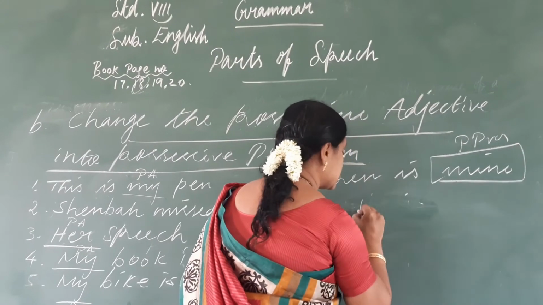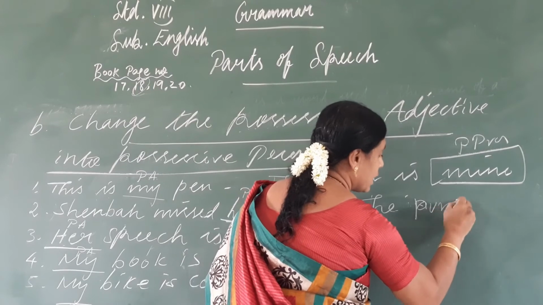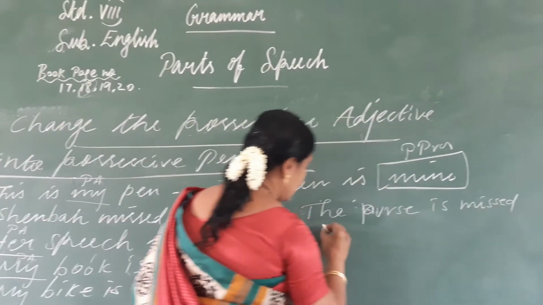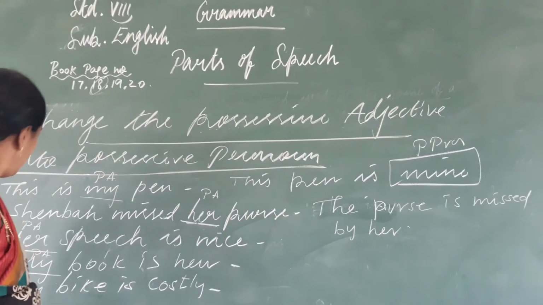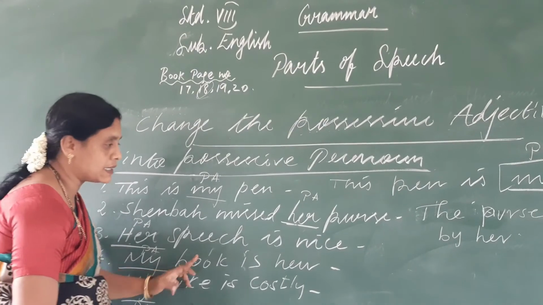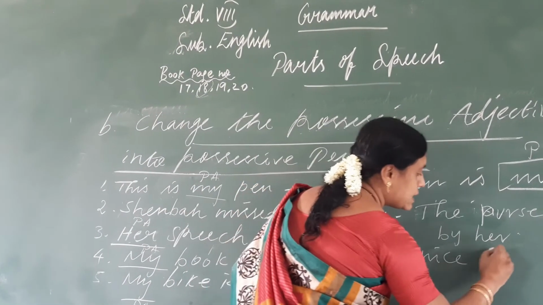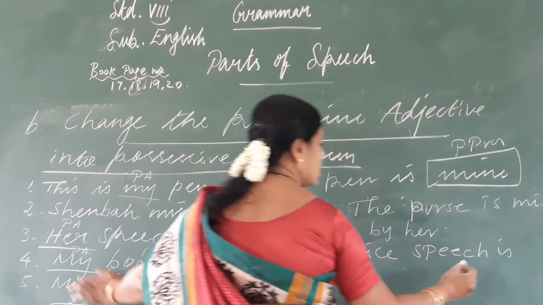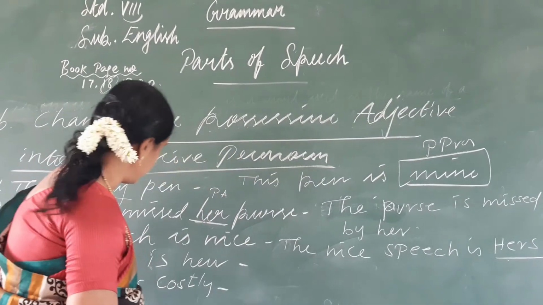And the second sentence: Shenba missed her purse. The purse is missed by her. And her speech is nice. The nice speech is hers. Hers. This is a possessive pronoun.